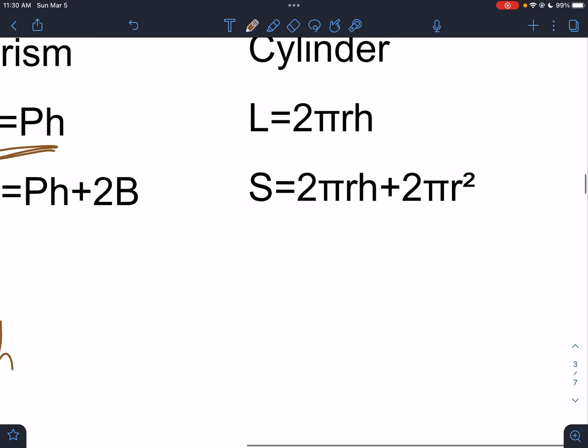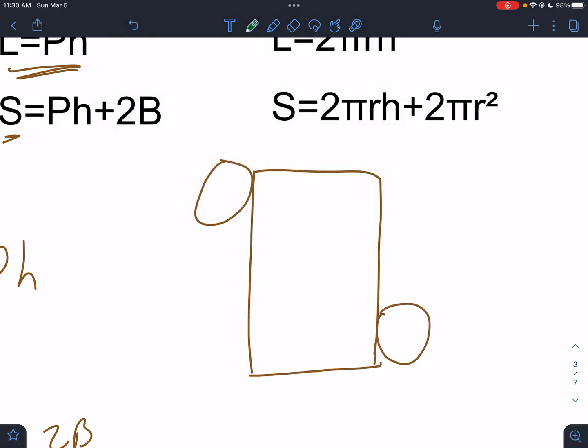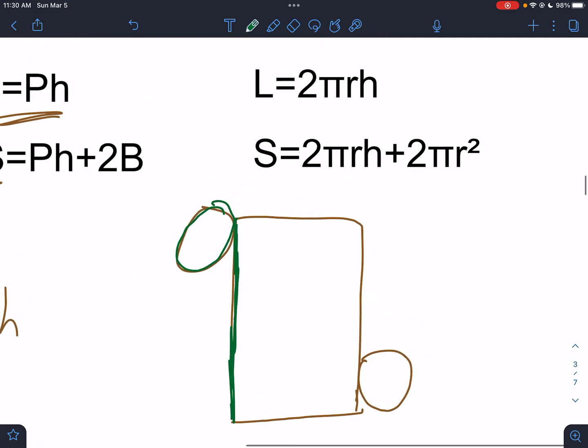And then I threw in the cylinder formula here. If you were to roll out a cylinder, the net of a cylinder would look something like this. And it's the same idea. Wouldn't this green distance wrap around the circle? Well, that is the circumference of the circle times the height. That is circumference times height. So that's where the formula comes from.